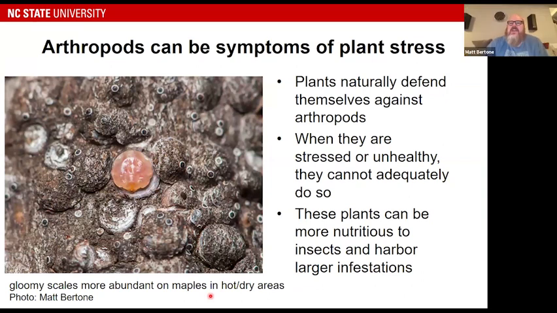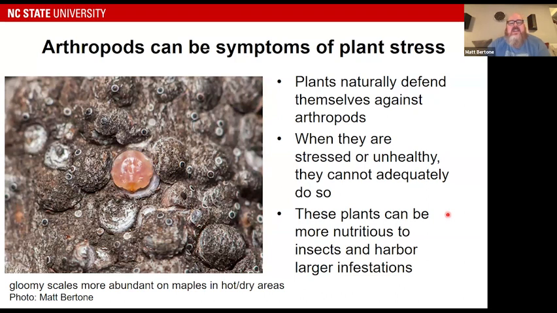Okay, another thing is, because of this, plants that are stressed can actually harbor more arthropod pests. So arthropods can actually be symptoms of plant stress. Oftentimes healthy plants can naturally repel or kill or just kind of defend themselves or even tolerate pests. But once they're a little sicker or once they're stressed, these pests have a better time establishing. And in fact, they found that some of these plants, when they get stressed, produce chemicals or are physiologically more healthy or more nutritious to those insect pests.